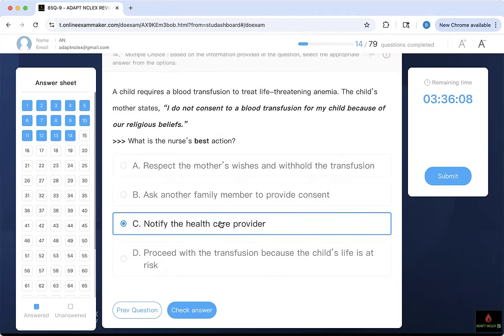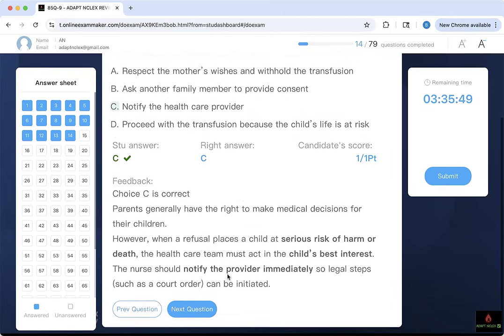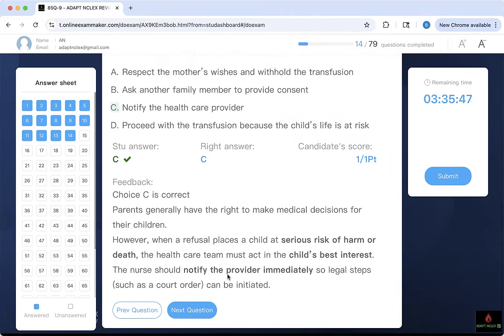Respecting their wishes and withholding the transfusion is a bad decision. Asking a family member to provide consent is a bad decision. Providing the transfusion is bothersome, because you can't give it even though the parents are refusing; you have to go through the channel. Let the doctor know, and then we can figure out the associated information that needs to be transferred to the court, and the court will give orders.